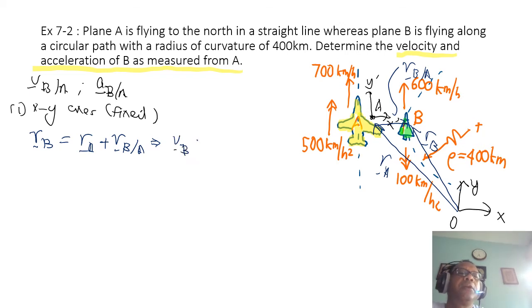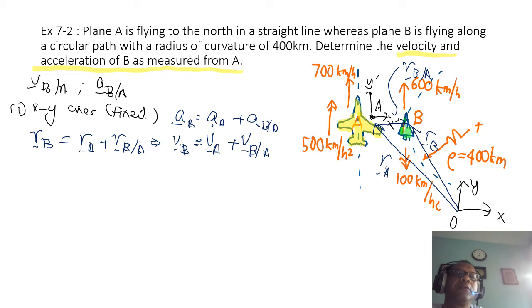VB equals VA, velocity of A plus, so ugly. Let me correct this. VB equals VA plus velocity of B relative to A, and subsequently I can write the same for the acceleration of B equals acceleration of A plus acceleration of B relative to A.